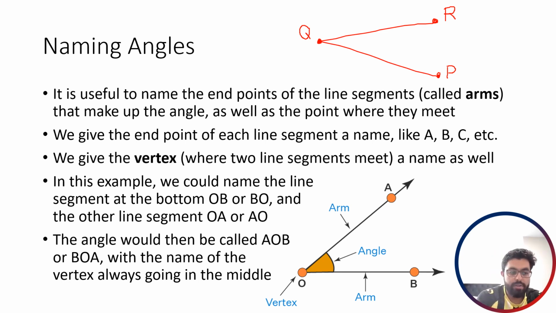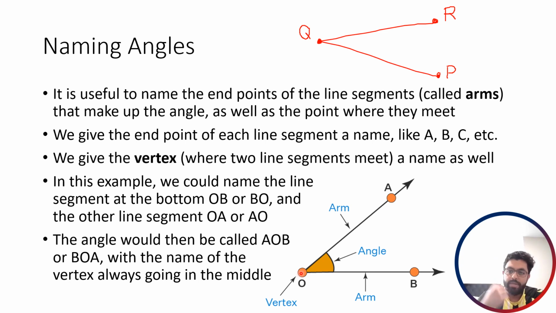You could do whatever you want. If your initials are like, I don't know, MRJ, then great, go with MRJ. It doesn't matter, right? But so we give the endpoints of the two line segments a name, usually a letter, A, B, C, something like that. And we give the vertex a name. That's the point where the two arms of the angle meet. That's called the vertex, and we give that a name as well.